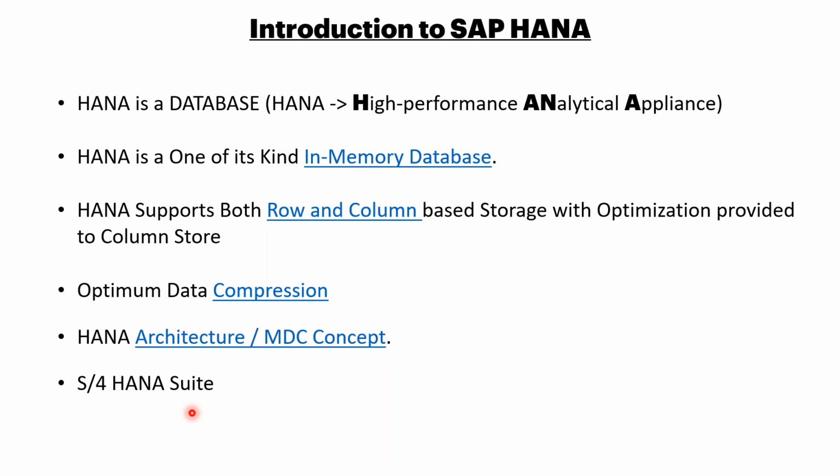S4 HANA suite contains the HANA database by default. It contains Fiori mostly by default. The clients may opt not to, but that is a different story. Usually it comes with Fiori UI5 and an ERP system, which is also called the S4 system. You can call it ECC instead of ERP. The new name for ECC is S4, which goes along with the name of the suite as well.